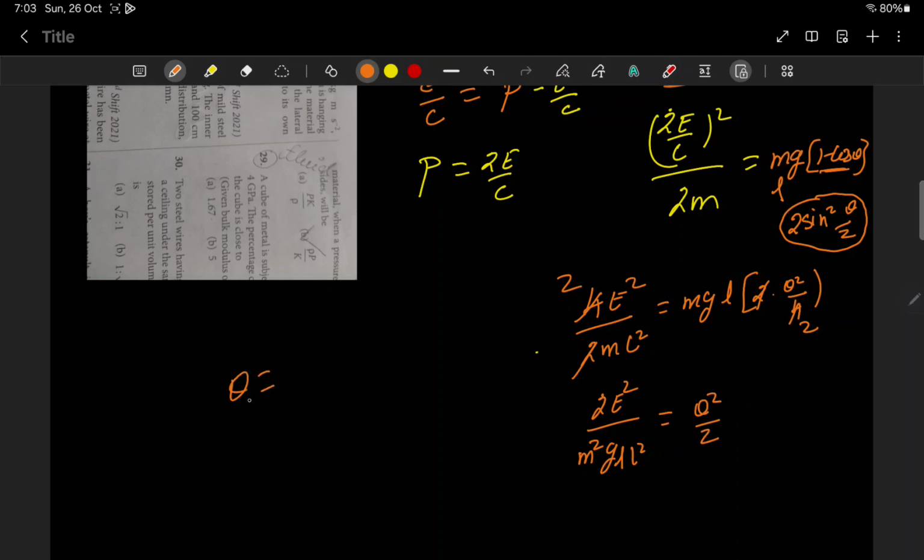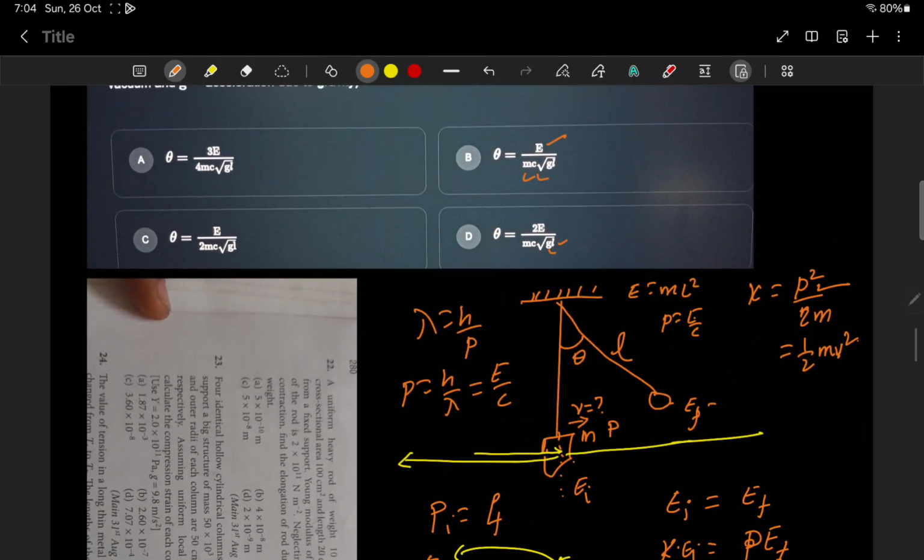Your theta is nothing but, 2 and 2 will be 4, and if you take the root, you will get 2. So 2E divided by m c root of gL. So theta is 2E by mc root of gL. Option D may be correct.